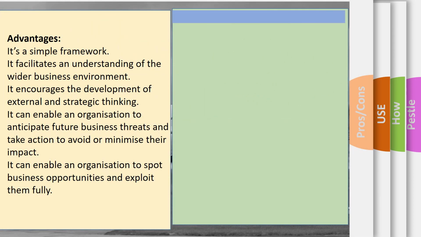What are some of the advantages of Pestle? Well, it's a simple framework. Political, economic, social, legal, technological, and environmental factors. It facilitates an understanding of the wider business environment from an external perspective. It encourages the development of external strategic thinking. So you're saying to yourself, what's happening in the external environment, and let's plan and position ourselves accordingly. It can enable an organization to anticipate future business threats and take action to avoid or minimize their impact.